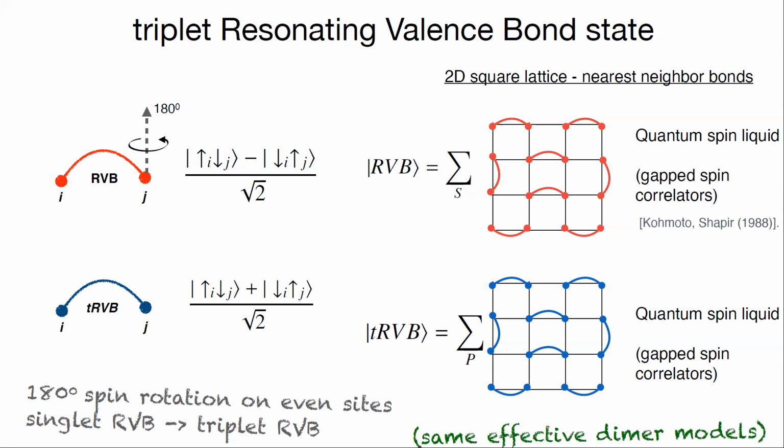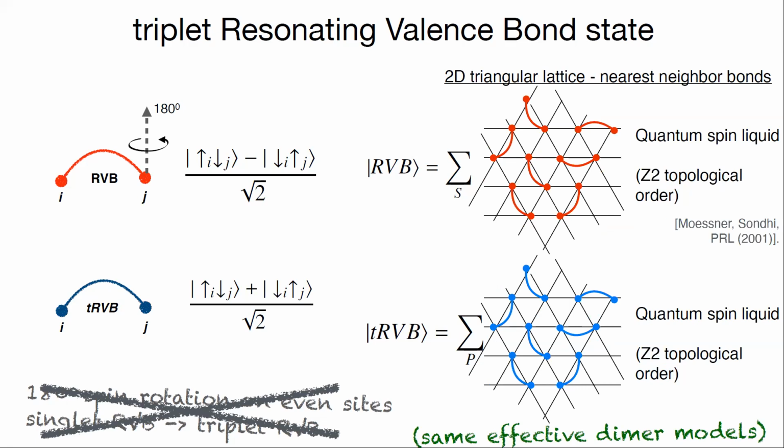Okay. Actually, you could also describe this RVB theory, or study it, using an effective dimer Hamiltonian. And of course, the dimer Hamiltonians are actually very similar, both for RVB and TRVB theory. So essentially, there's a one-to-one mapping. But it's a little bit more interesting when you leave bipartite lattices.